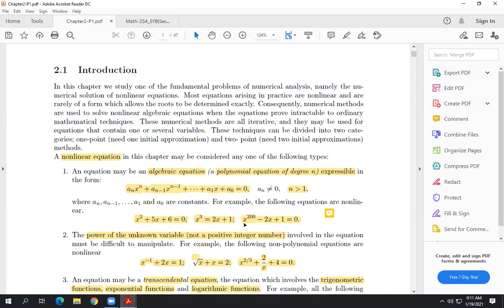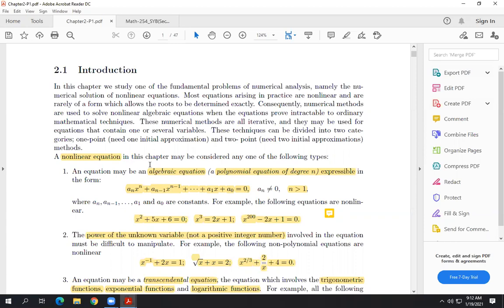I give you simple examples of a polynomial equation: x squared plus 5x plus 6 equals 0, x cubed equals this, and x to the 200 minus this. These are polynomial equations. This is called a polynomial equation of degree 2, this is a polynomial equation of degree 3, and this is a polynomial equation of degree 200. So when we discuss chapter number 2, we need nonlinear equations, and the nonlinear equation must be in polynomial form, either this way or this way, but not of degree 1.